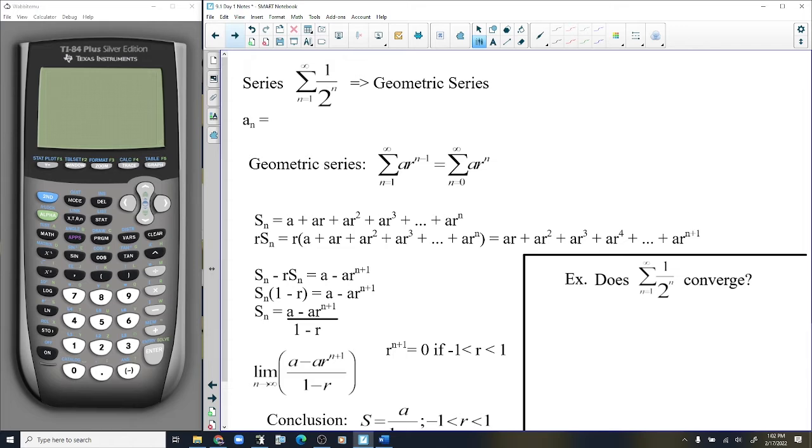Let's look at a geometric series. And the one we just looked at is geometric. I don't know what that meant.